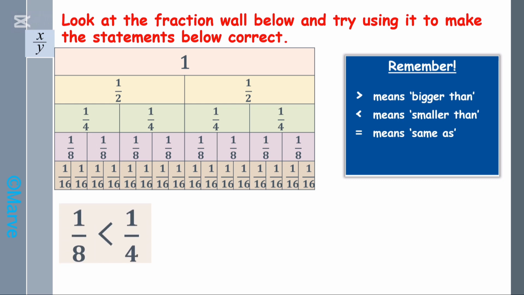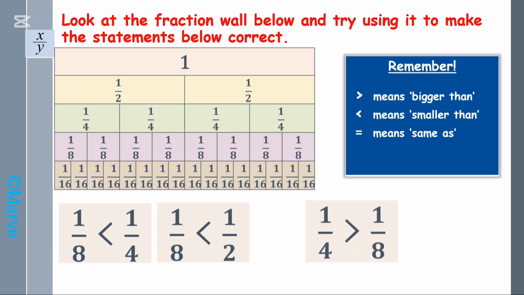And also 1/8 is less than 1/4. So 1/8 is less than 1/4. We were using the greater than sign before and equal to. Now we're using less than. 1/8 is also less than 1/2. And 1/4 is greater than 1/8. 1/4 is also greater than 1/16.